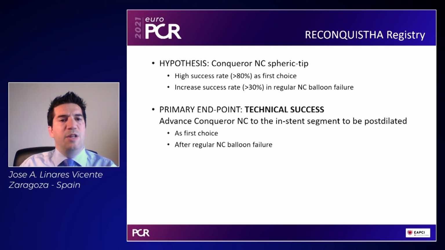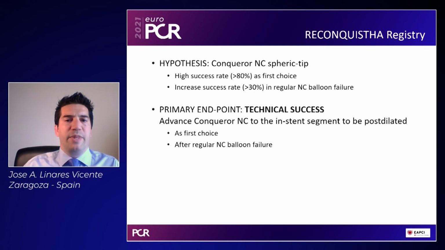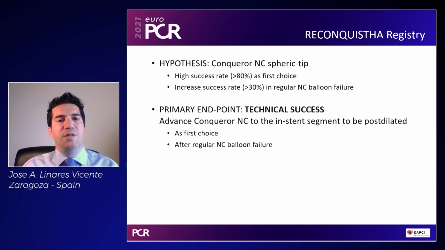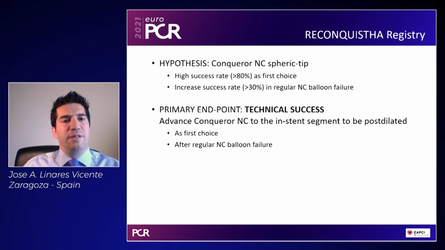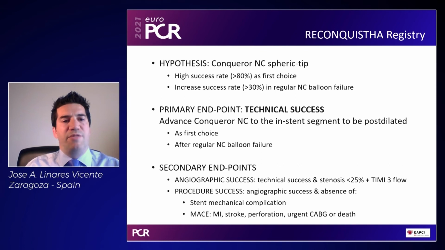The primary endpoint was technical success, defined as advancing the Conqueror to the in-stent segment to be post-dilated. There were two arms, as first choice or after regular NC balloon failure. Complex techniques were only permitted in this arm if they had been used with the regular NC balloon. Secondary endpoints were angiographic success, defined as technical success and no significant residual stenosis and normal coronary flow, and procedural success, defined as angiographic success and absence of stent mechanical complication or MACE during PCI.